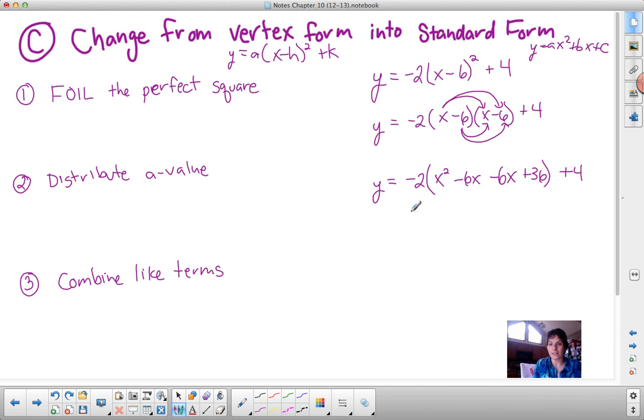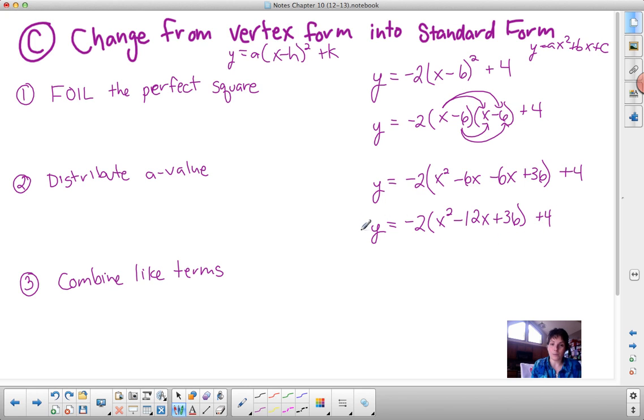I can combine my like terms. This is all part of that FOIL process. -2 times x squared minus 12x plus 36 plus 4. Don't lose that 4.